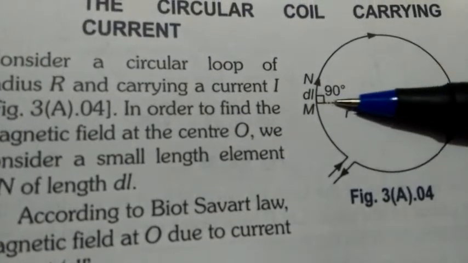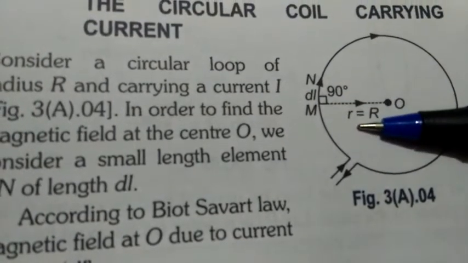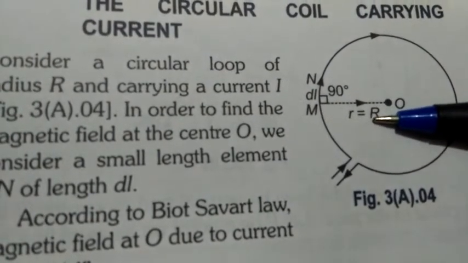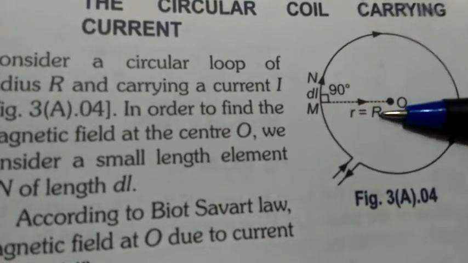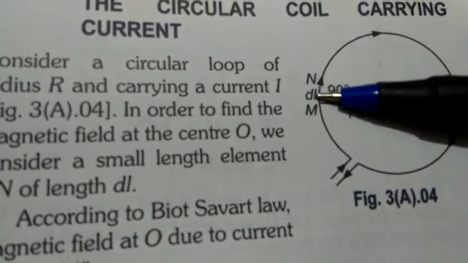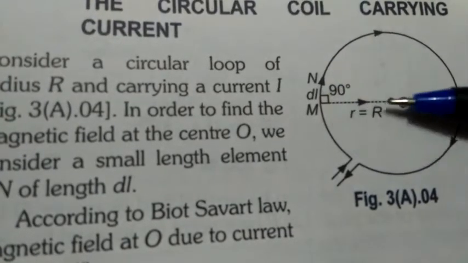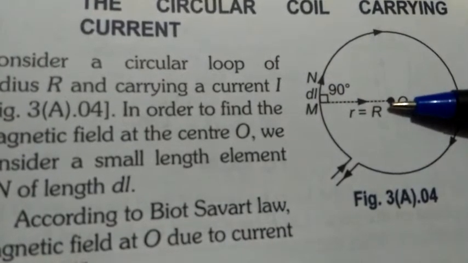Okay, and what is the radius? Radius is R. Okay, radius is capital R here. So this radius capital R will be the distance between the current carrying conductor and the point where we have to find out the magnetic field.